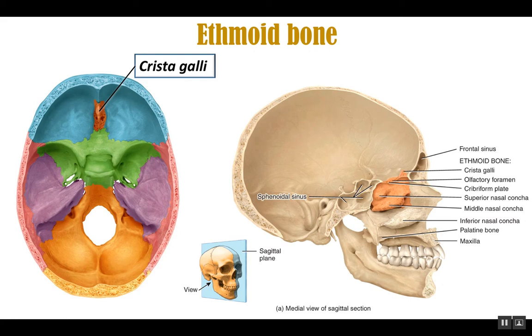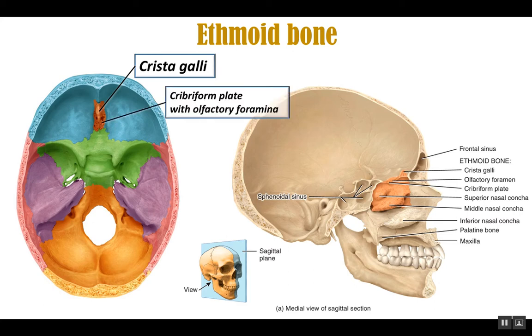So meninges are membranes that surround and protect your brain. And those meninges attach to that crista galli. So that's a major structure located on the ethmoid bone.